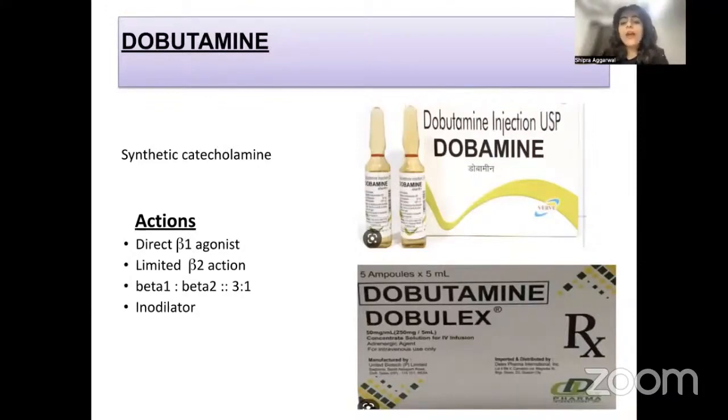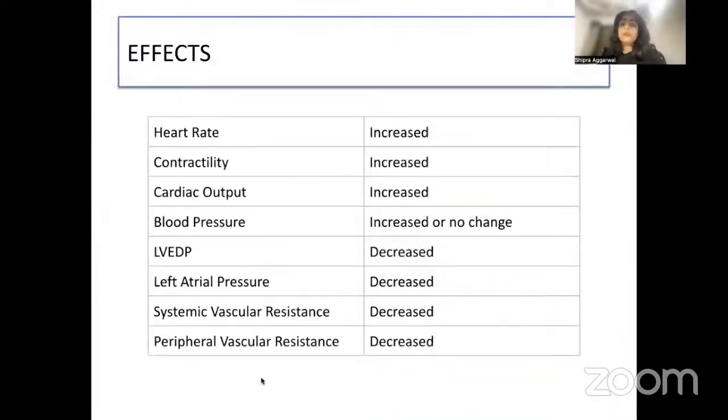It is available in a 5 ml ampule with a concentration of 50 mg per ml. So since it will result in the activation of the beta-1 receptor, there will be an increase in the heart rate, there will be an increase in the contractility of the heart, and overall there is an increase in the cardiac output. But it has a beta-2 agonism, so there will be a decrease of systemic vascular resistance and peripheral vascular resistance.